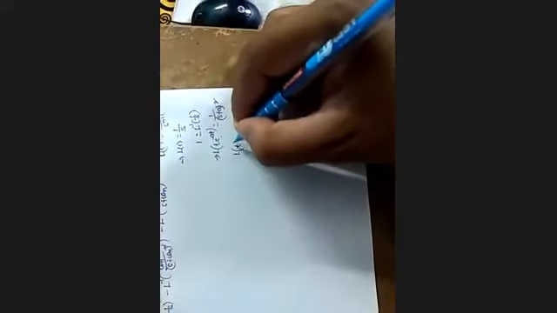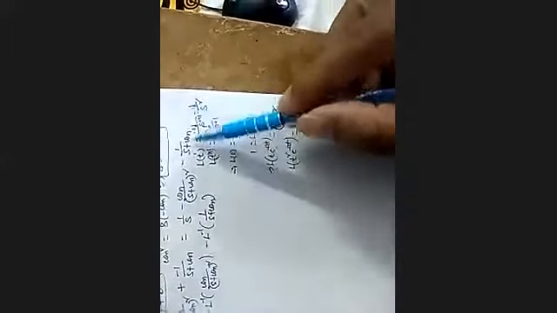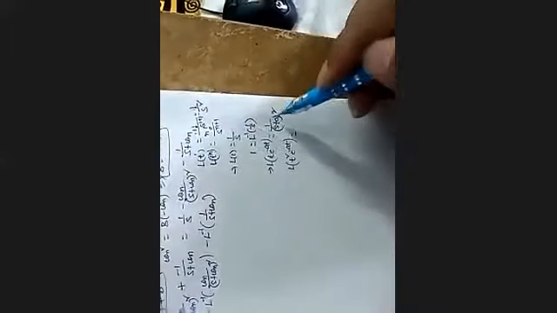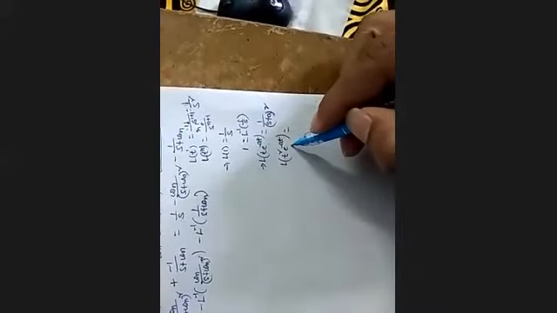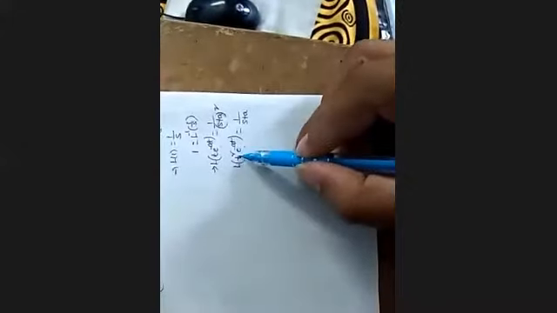Similarly, for example, Laplace of t square into e power minus at. What is the formula here? Here t is nothing but the 1 by S square form, so S is replaced by S plus a. e power minus at is 1 by S plus a, and then Laplace of t square.